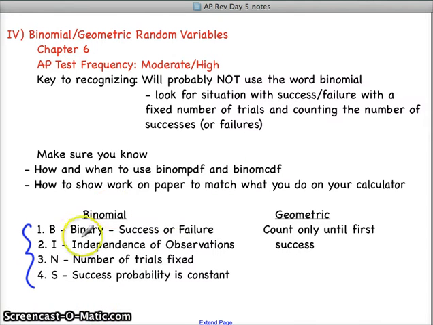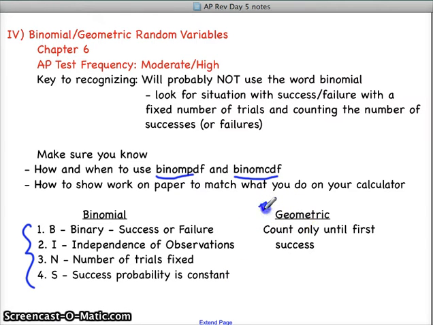If you can see that something's binomial, it's really nice because then you have a nice formula you can follow, and then we can do binomial PDF and CDF in our calculators. Make sure though that on the AP test you write the formulas out, not what you're typing in your calculator.